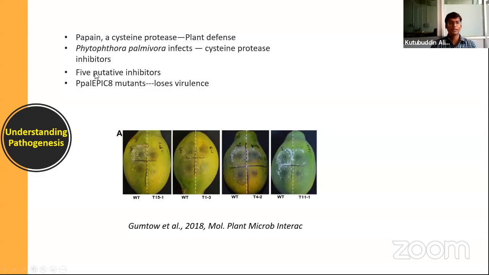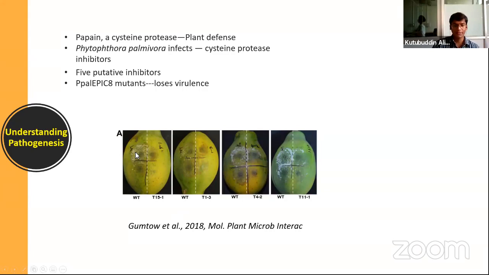So now what they have done is they found 5 putative inhibitors. Among them, when they mutated this inhibitor, EPIC8, in the fungus Phytophthora palmivora, they saw that the pathogen lost its virulence. So the pathogen can no longer infect the papaya plant. So this is actually the virulence gene of that pathogen.